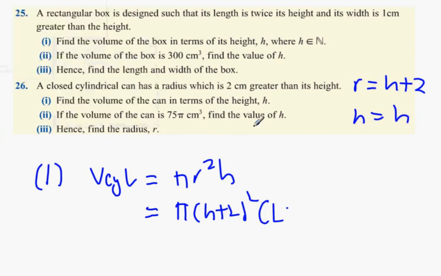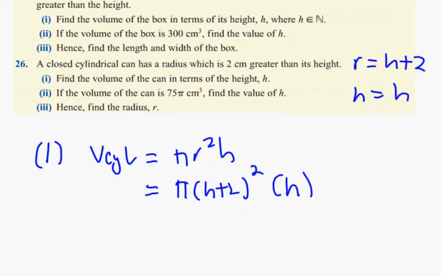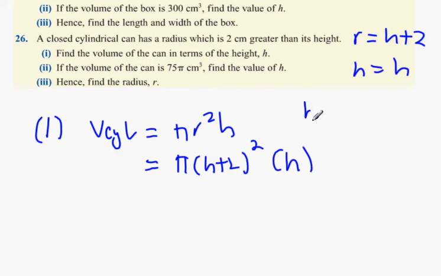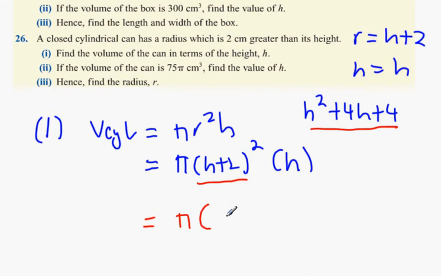Okay. Now, sorry guys. So what that is, is pi times h plus 2 squared times h. And what we get is h plus 2 squared is going to be h squared plus 4h plus 4. That's this part here only. Then I'm going to multiply it by h. And what I'm going to get is pi times h cubed plus 4h squared plus 4h.